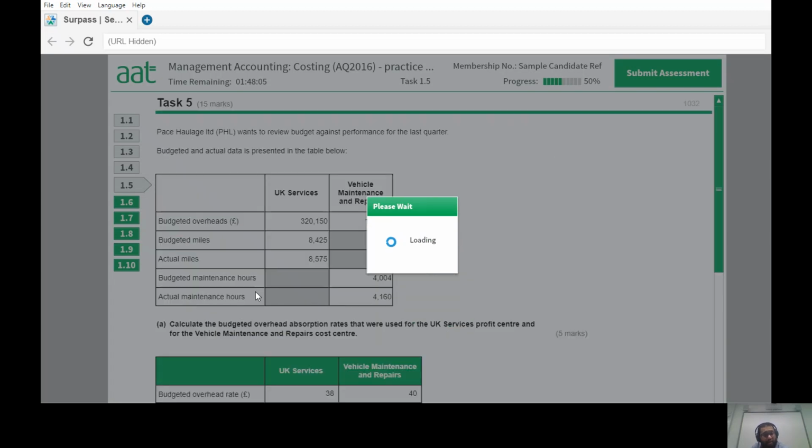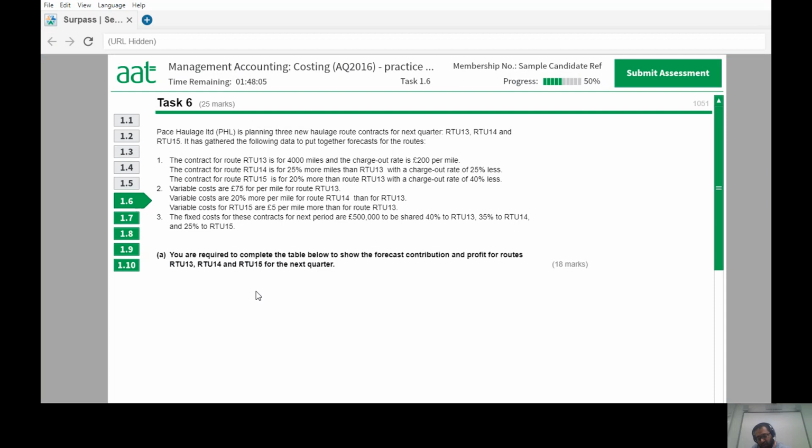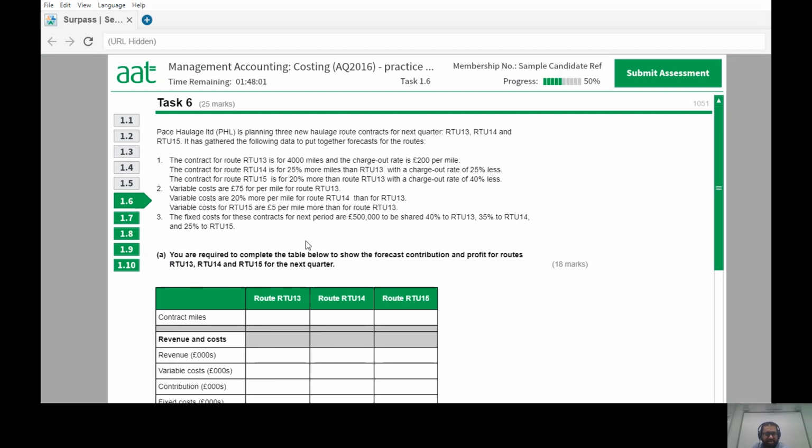We're already halfway through, 1 hour 45 minutes left, so plenty of time to get around to the rest of it.